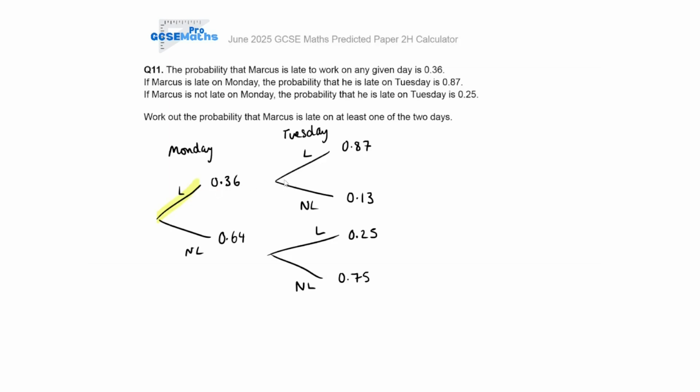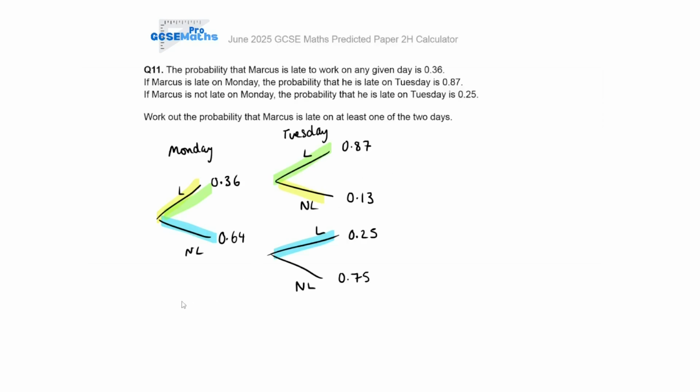If we highlight the options that satisfy the question, he has to be late on at least one of the 2 days. He could be late and not late, he could be not late and late, but there is actually a third option. He could technically be late and late, because that's at least one of the 2 days, if not including both. So what you can do is work out each of these individually if you like. So that'd be 3 things to calculate.